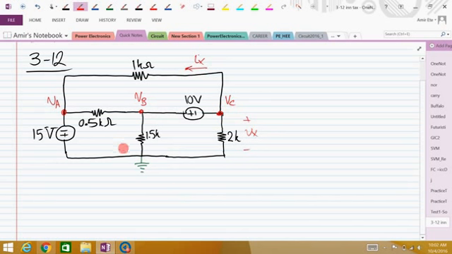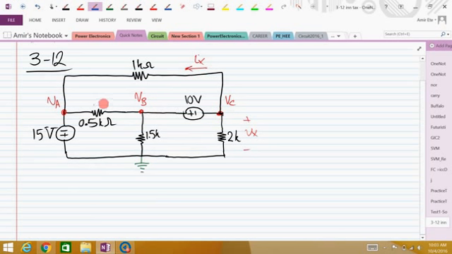The next step in node voltage analysis is to write KCLs for each node with an unknown voltage. I notice here that my VA is known because I have a 15 volt source connected between this node A and the ground. So VA minus the ground is, be careful about this polarity, minus 15. So VA in this example is minus 15 volts. But VB and VC are unknown, so I have to write KCLs for them.